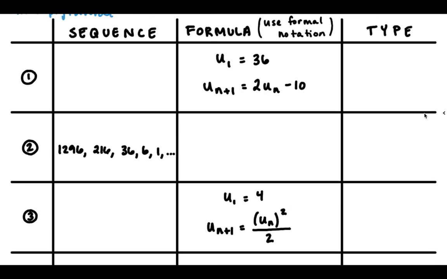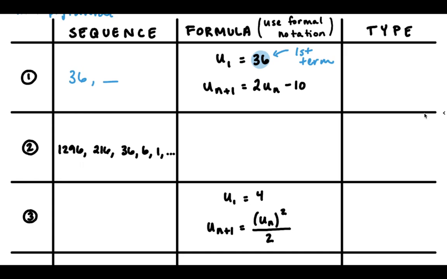Okay, so let's look at our first sequence. We're given the formula, and we need to fill in the sequence and the type. The formula always gives us the first term for free, so we know that our sequence starts at 36. So we can say the first term in our sequence is 36.